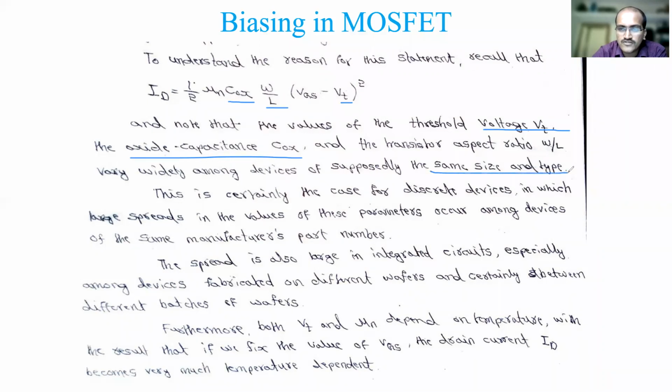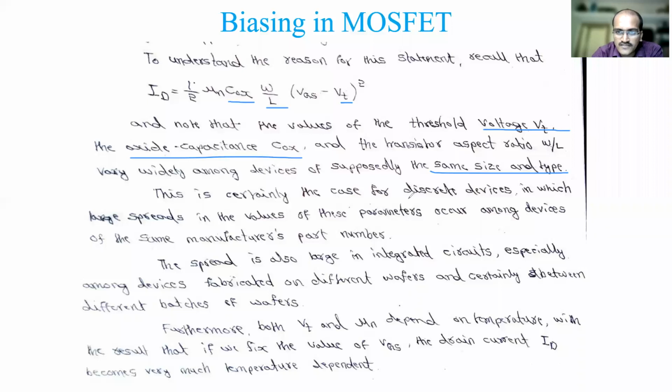So based on the different manufacturers and different sizes. Size means the width W and length L, right? You can increase the width or decrease the length, like that. You can do many combinations of MOSFETs. So when you do the different types, these will vary much. That's why fixing VGS will not be a good biasing scheme for a MOSFET.